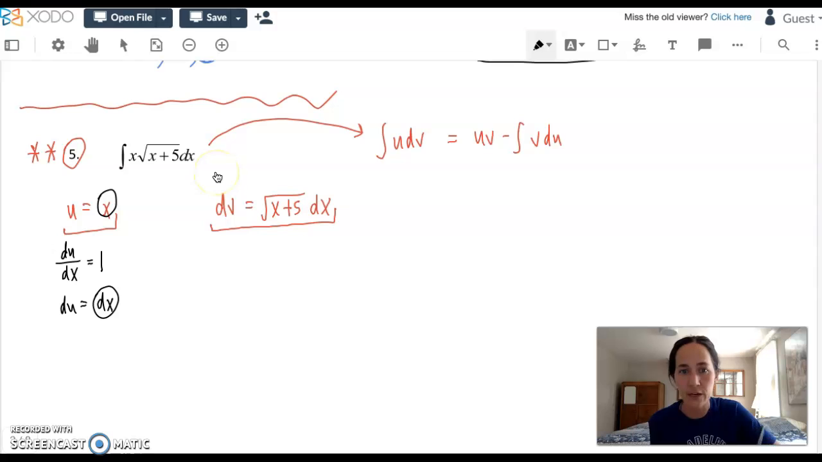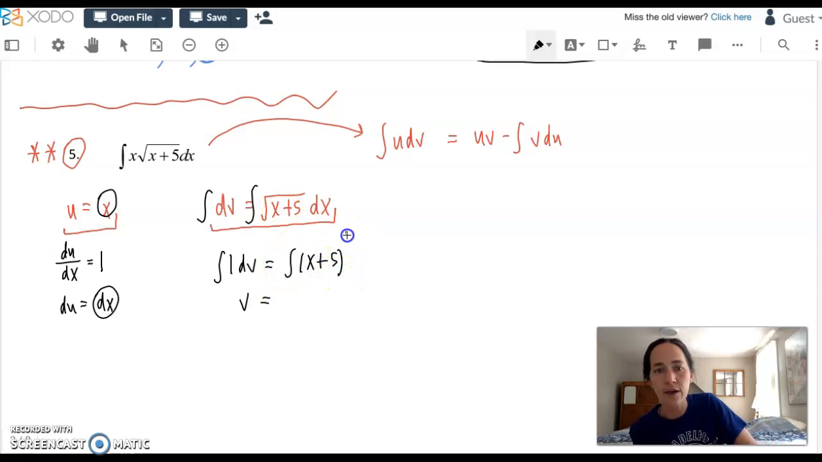Now let's be really careful with the integration, and we might want to do a rewrite here. Integral of both sides, let's do a rewrite. You want to integrate 1 dv, so we know that's actually just going to be v. We want to integrate this thing. Let's write what power it's to. x plus 5 to the 1/2 power dx.